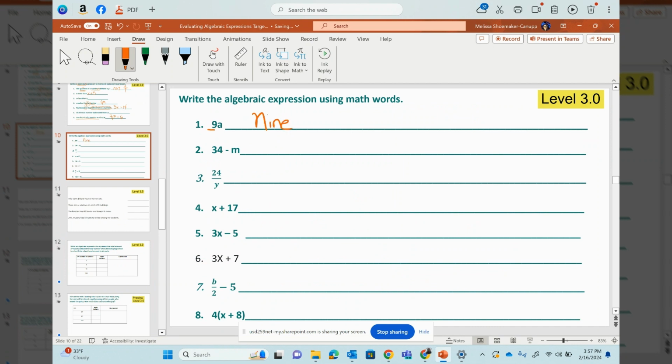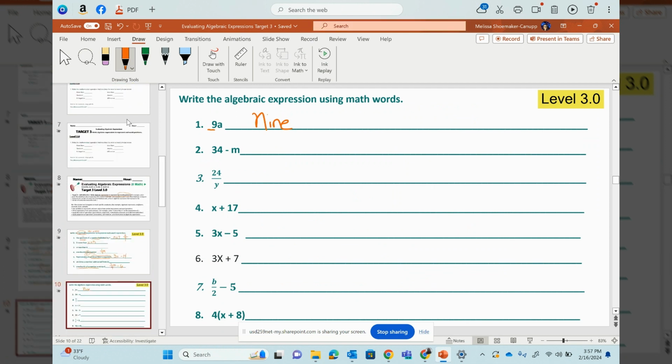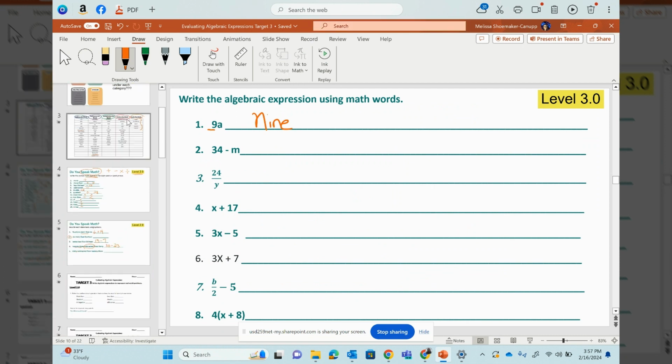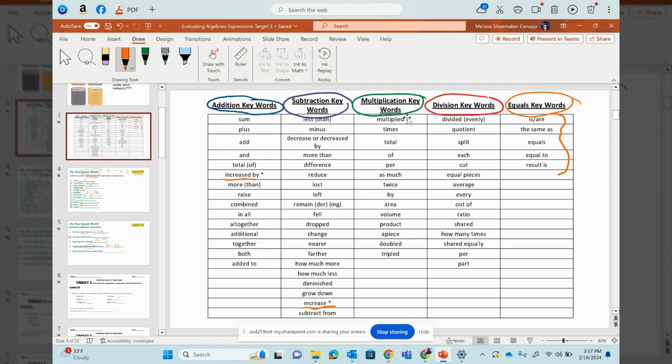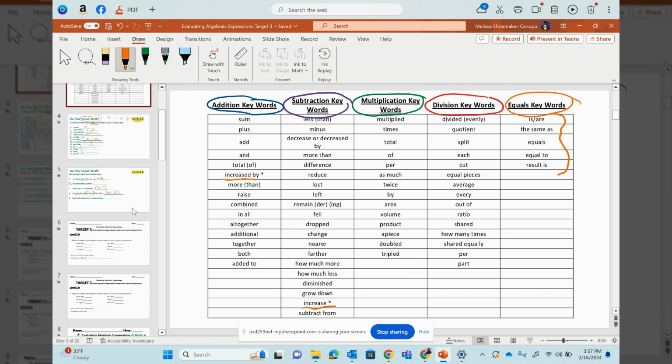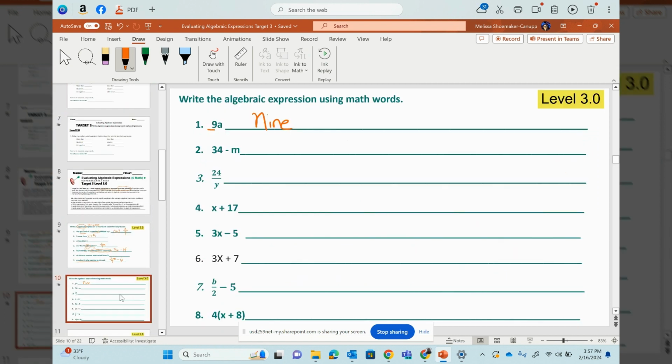Multiplication. So you can jump to your list and say, what is a word that means multiplication that I can use? Multiplication. Multiply, times, of, per, twice, by. Okay, so I'm thinking of using those words. I'm just going to keep it simple and say times a number a.